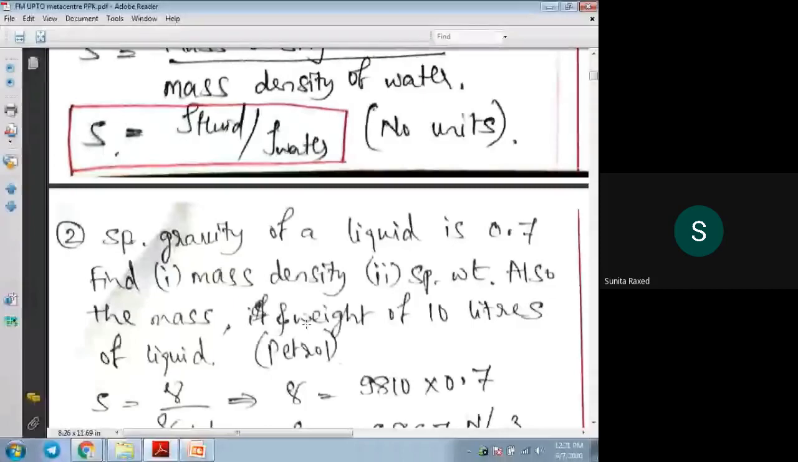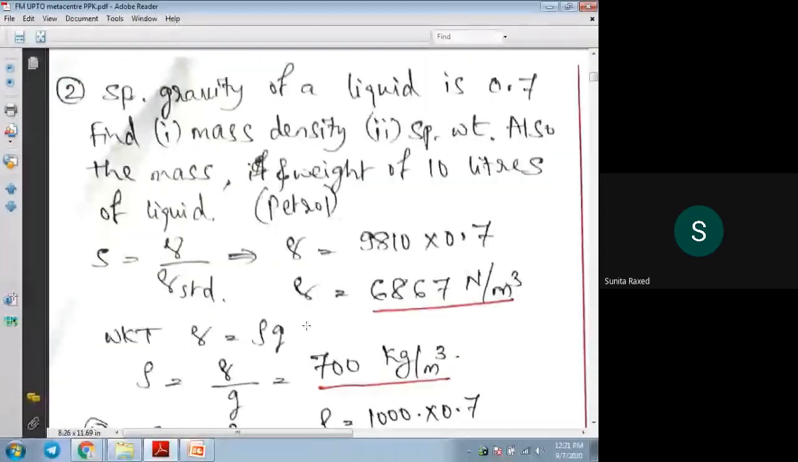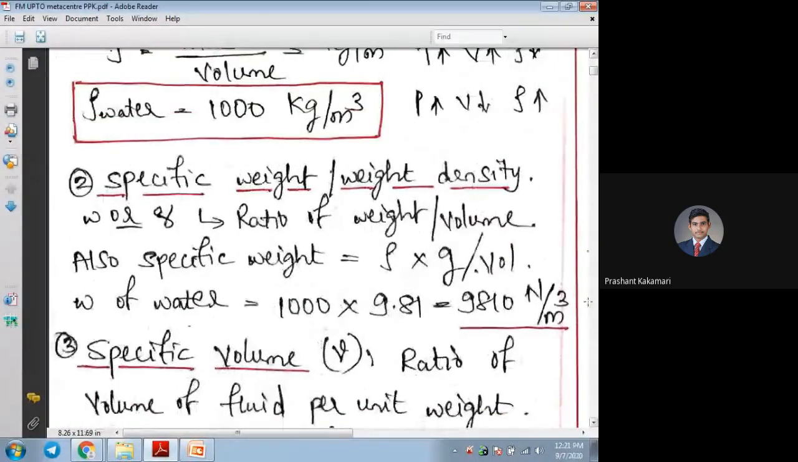How much are you getting? Yes, 700 kg per meter cube. Very good. That first question is the mass density. Next, they're asking the specific weight. Specific weight, what is the unit? Newton per meter cube. Yes or no? That we have discussed here. Specific weight, the unit is Newton per meter cube. So convert that into Newton per meter cube.